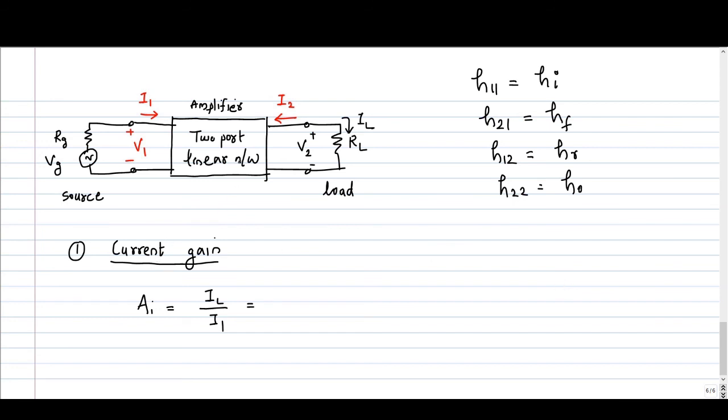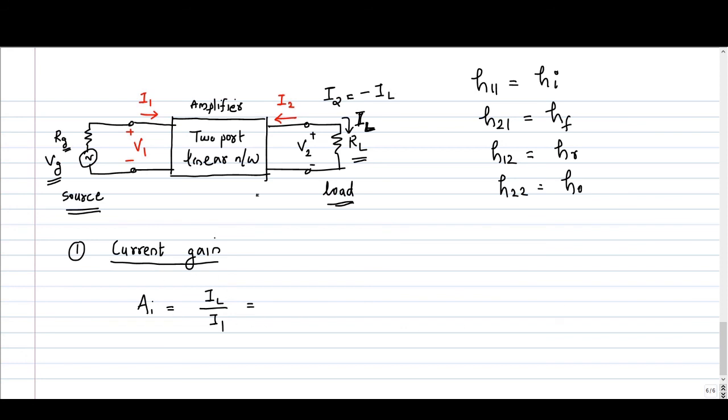First one is current gain. So here I have shown a two-port network, and on the input port I have connected a source with a voltage magnitude Vg, and the internal resistance of the source is Rg, and a load is connected on the output port. Load resistance is RL, and the current flowing through the load is IL. Okay, and you can observe that IL is actually equal to I2 with a difference in sign. I2 is flowing into port 2 and IL is flowing out of port 2. Both are equal in magnitude but opposite in sign. So I2 is actually minus IL.